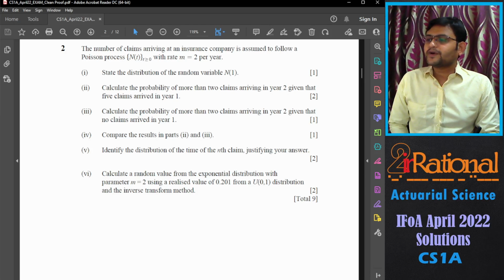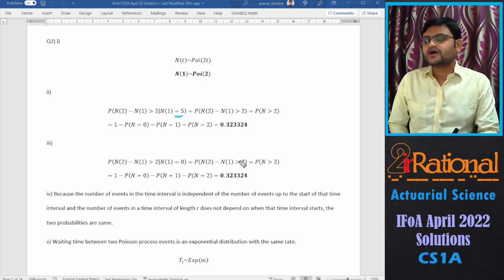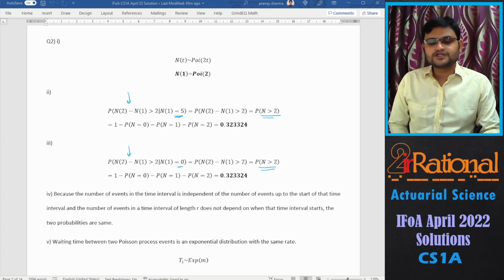In the fourth part, they are saying compare the results in part 2 and part 3. So we'll say because the number of events in the time interval is independent of the number of events up to the start of that time interval, and the number of events in a time interval of length r does not depend on where the time interval starts, the two probabilities are the same. How many events have already occurred before the time interval starts does not make a difference, and which time interval we are talking about also does not make a difference. Therefore, the probabilities are exactly the same.